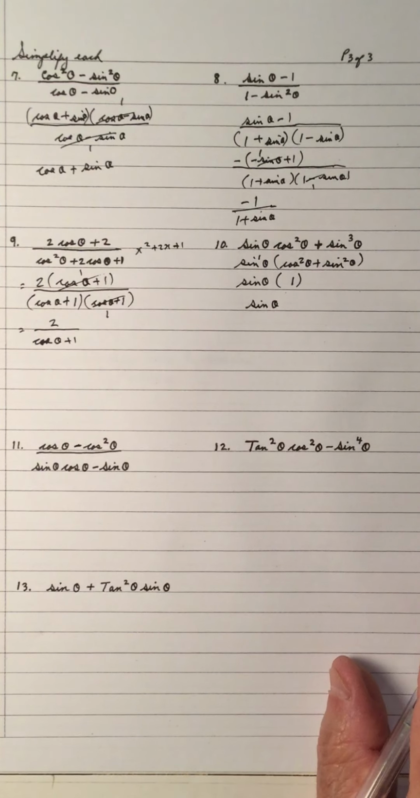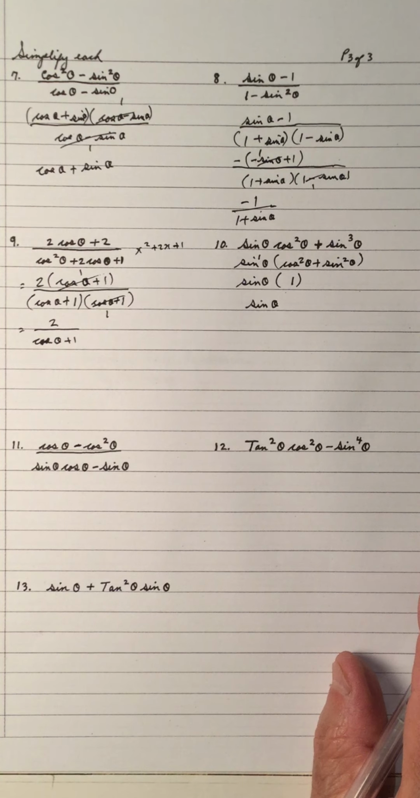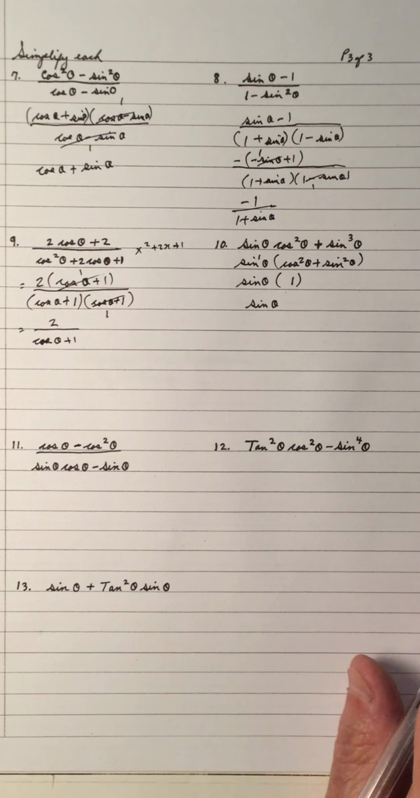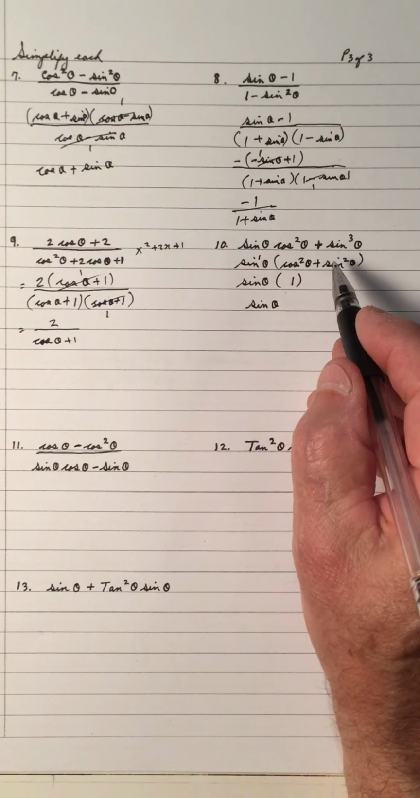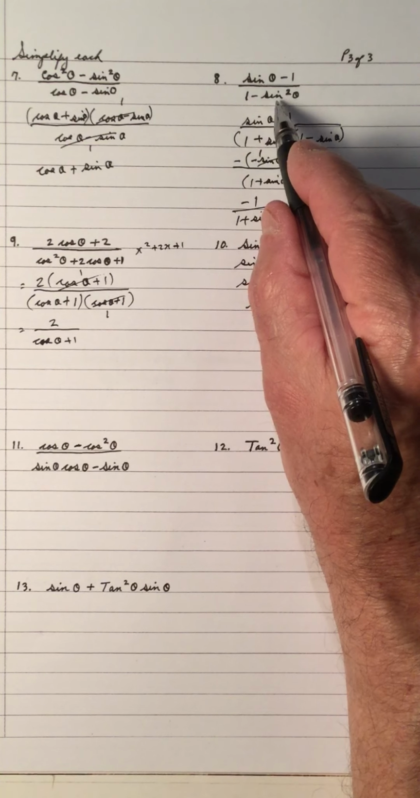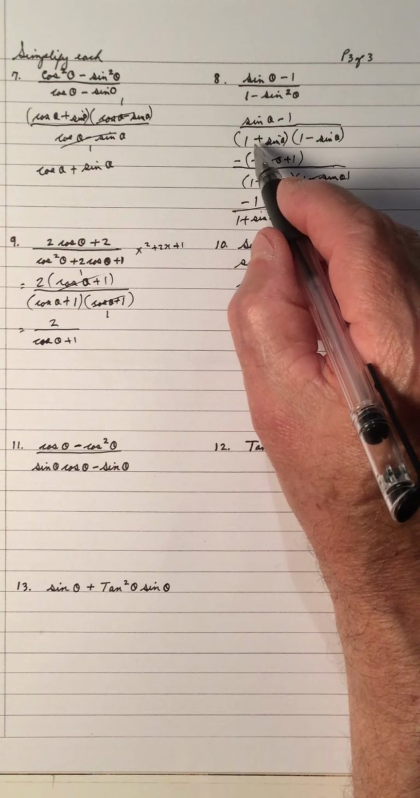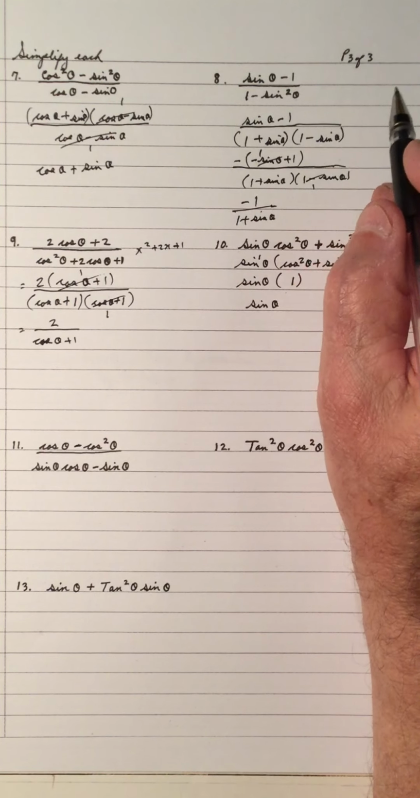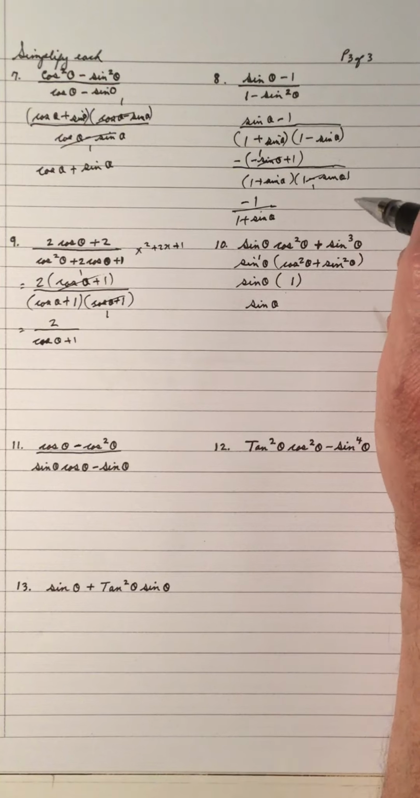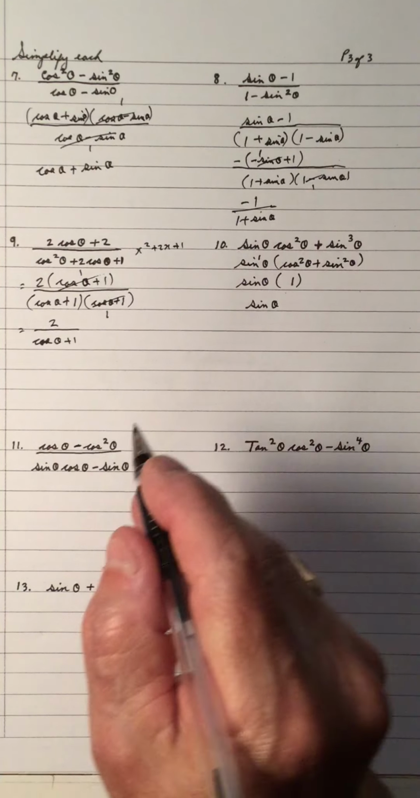Okay, remember, again, are you pausing the video? Are you working them out? How are you doing? Hopefully everything is going okay. Because remember, cos squared plus sine squared is just a trig identity. And 1 minus sine squared is 1 plus sine, 1 minus sine. So notice the difference of two squares, factoring rules.